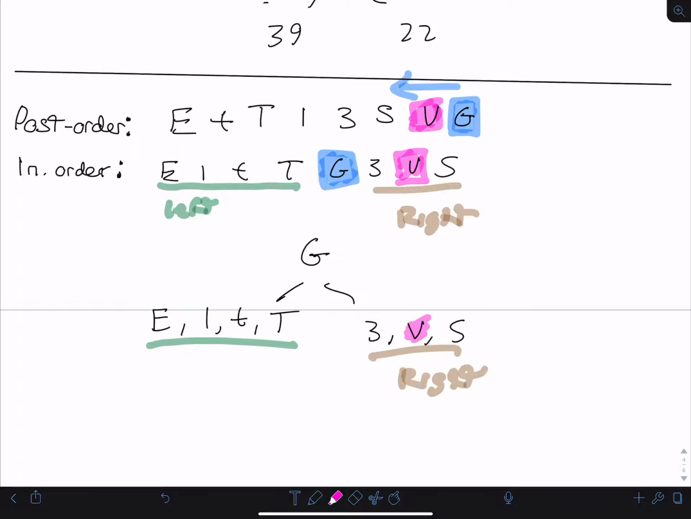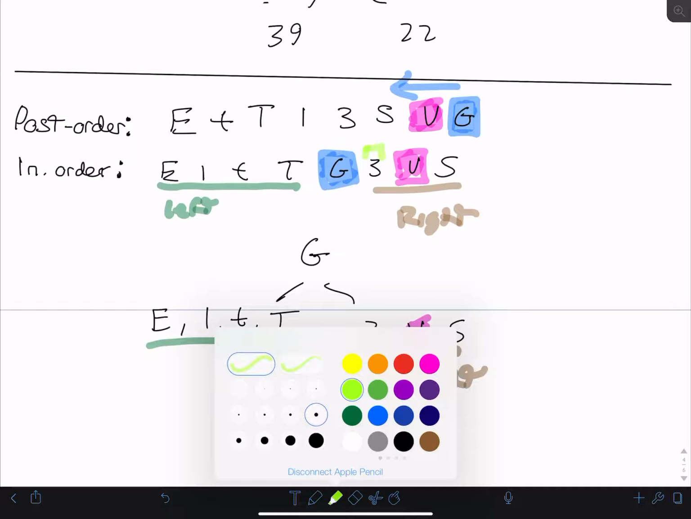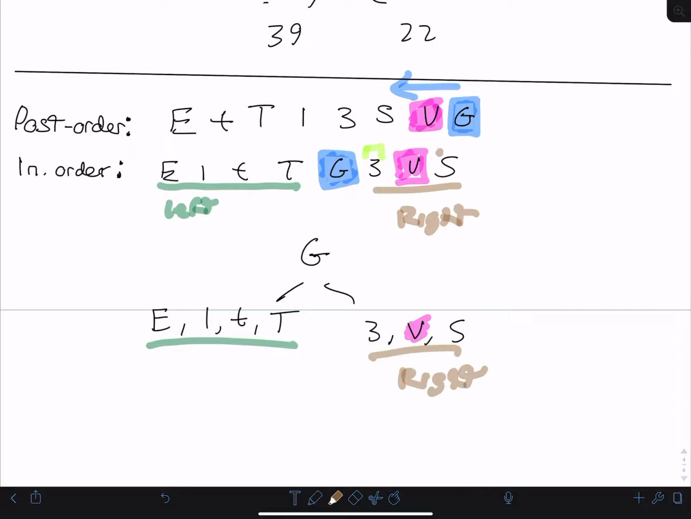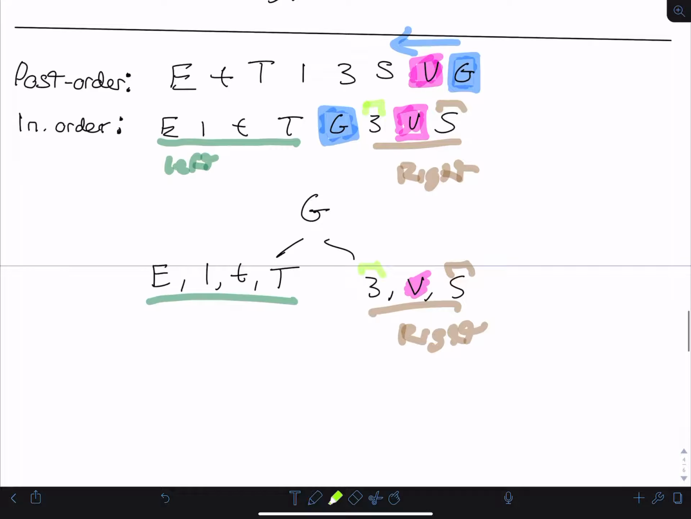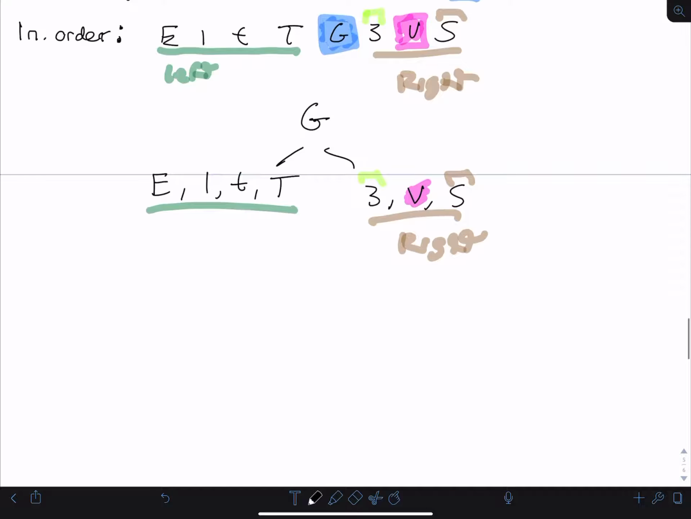What does that mean about the 3? It's on the left. What about the S? It's on the right. It is indeed on the right. So if we go ahead and regenerate a tree, V's on a root, 3's over here, and S is over here. And here we don't know anything yet, because we haven't gotten there yet.